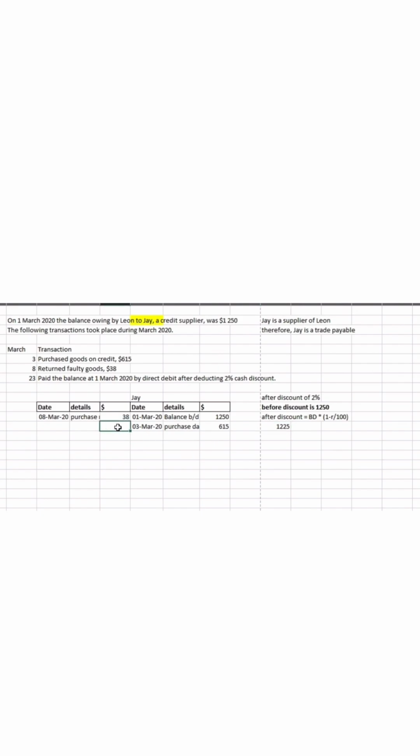Now we can put this value on the account on the debit side because a payment to trade payable reduces Leon's liability and decrease in liability is a debit. The details is cash book because payments go to cash book.